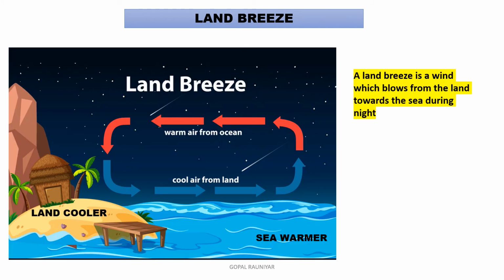Now, what is land breeze? A land breeze occurs at night time, and it is a breeze or wind that blows from the land towards the sea during night. Now we will see what happens in land breeze.